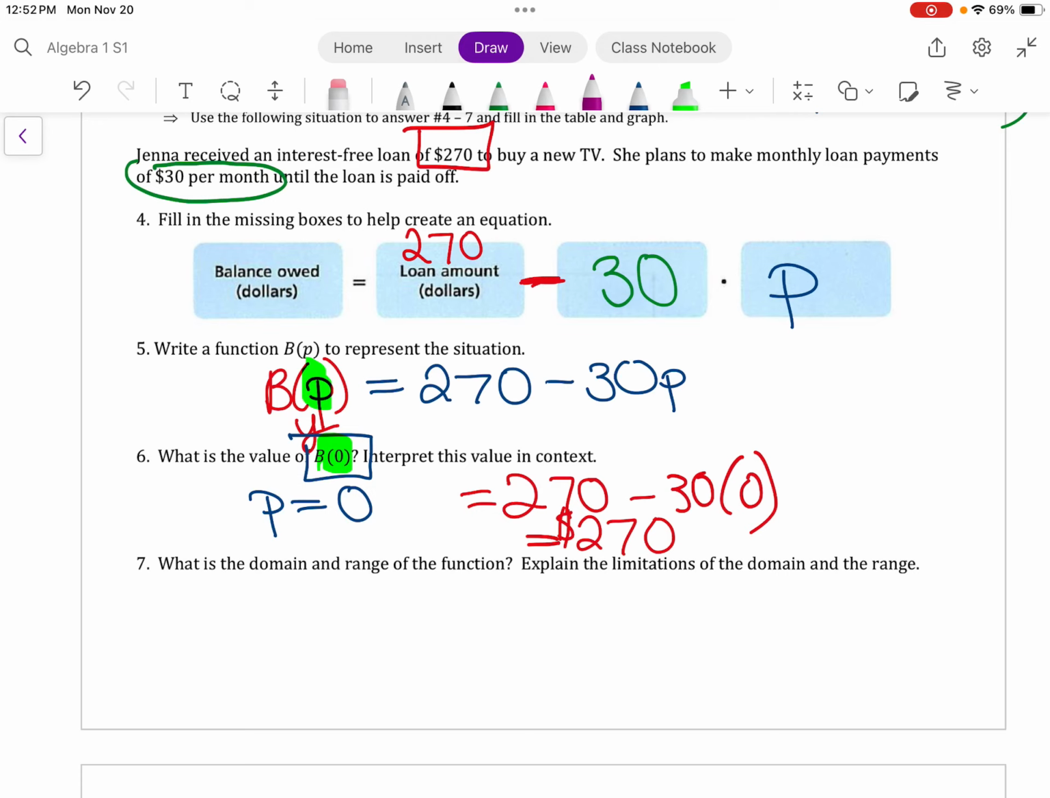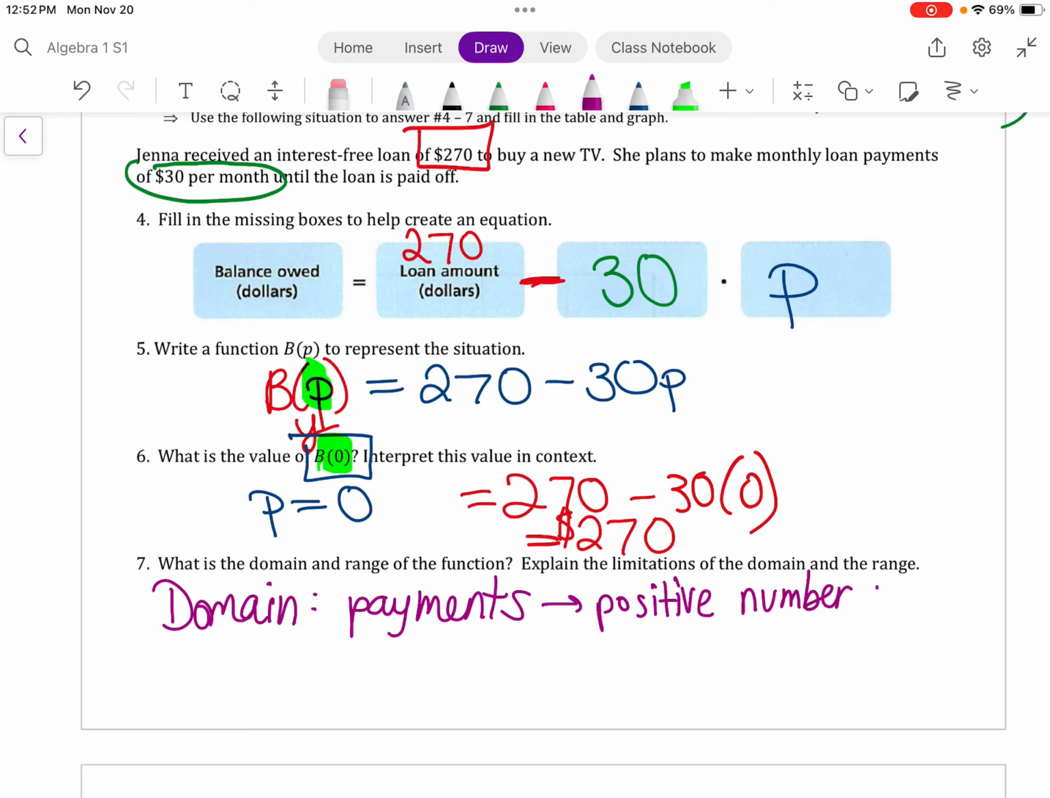What is the domain and range of the function? Explain the limitations. Okay, so domain is your payments. They have to be positive numbers. Positive integers. You're not going to make negative payments, are you? I hope not. You can't make half ones. So positive whole numbers.